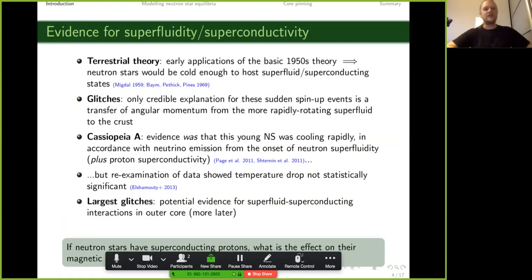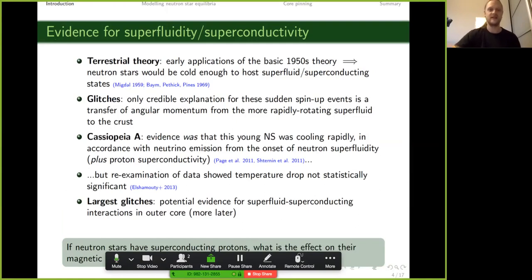Okay, so what evidence do we have for superfluid and superconducting states inside neutron star cores? Well, the first thing is, it's not evidence, but from what we know from terrestrial theory, if you apply it to neutron star parameters, you find that neutron stars should quickly be cold enough to host superfluid and superconducting states. The first work on that was done by Migdal only 2 years after the classic BCS paper, and about 8 years before neutron stars were actually discovered.